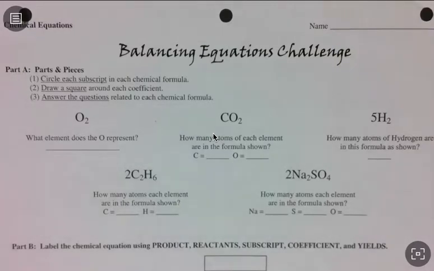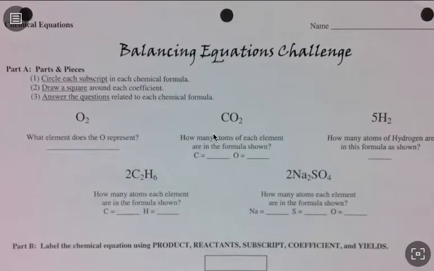Eighth grade. Today in science, we're going to build on what we learned in lesson 1 in chapter 7, and that's the actual practice of balancing equations. So we've got this balancing equations challenge in front of us. On the first side, it walks us through what we're going to learn as the process, and on the back side, we actually get to put together how to do this given the equations that this page has for us to work on. So part A says the parts and the pieces.